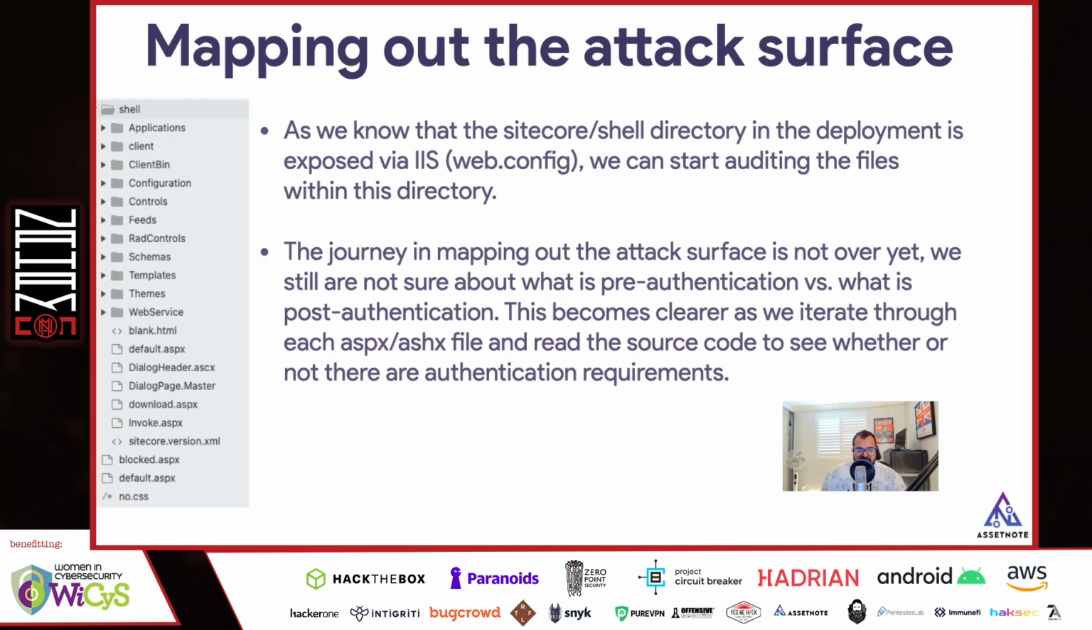So what we can see here on the left is just the basic outline of the shell folder and what was included inside that folder. And we can see that there's quite a few different ASPX files and folders and things like that. But really, the journey in mapping out the attack surface is not over yet. We still don't know what's pre-authentication and what's post-authentication. This becomes a little bit clearer as we iterate through some of these files and read the source code to see whether or not there are authentication requirements, but we still need to do that in this journey.